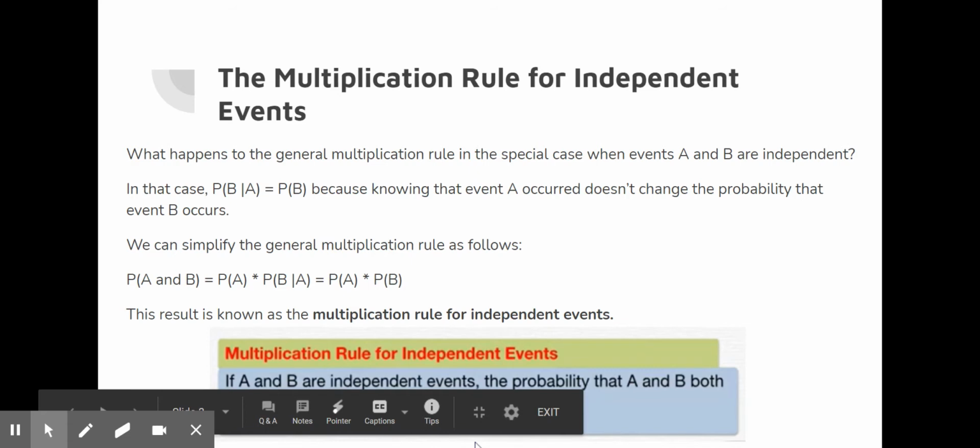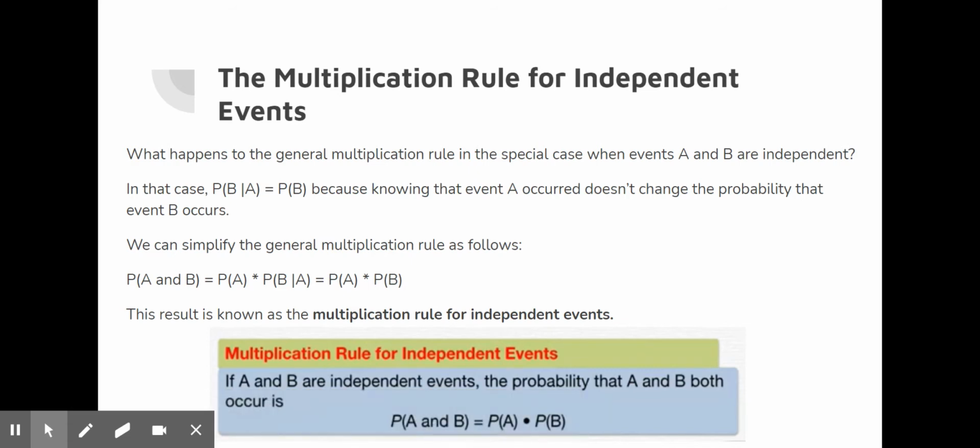So what happens to the general multiplication rule in the special case when events A and B are independent? In that case, we have the probability of B, given that A has already happened, will equal the probability of B, because knowing that event A occurred doesn't change the probability that event B occurs, right? So if you have two independent events, one won't affect the other.